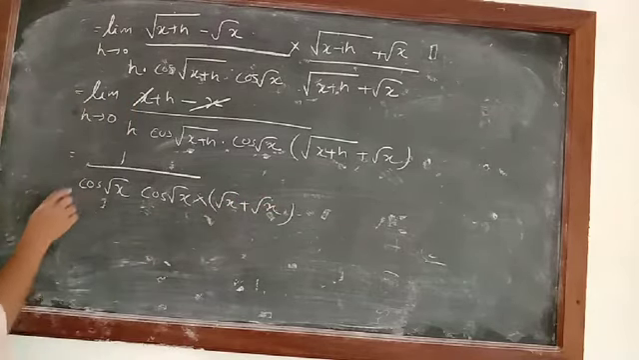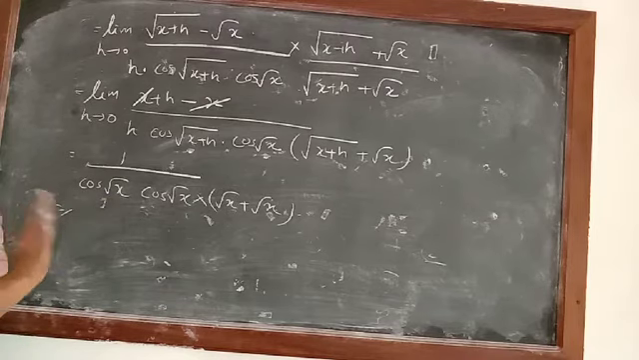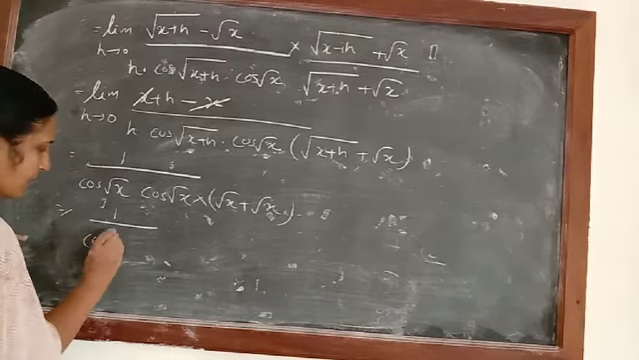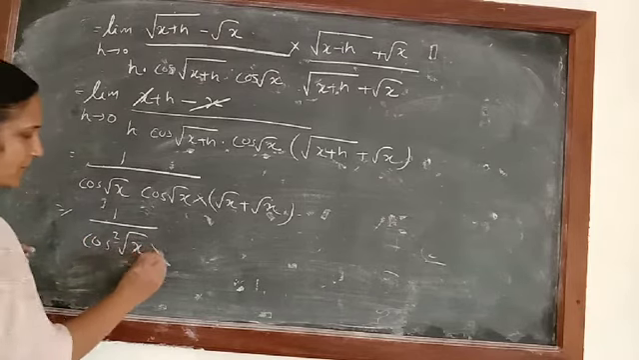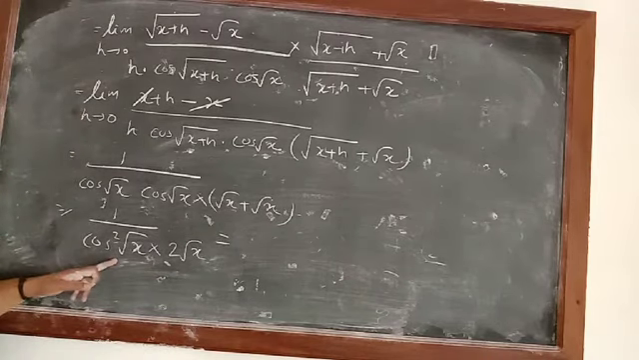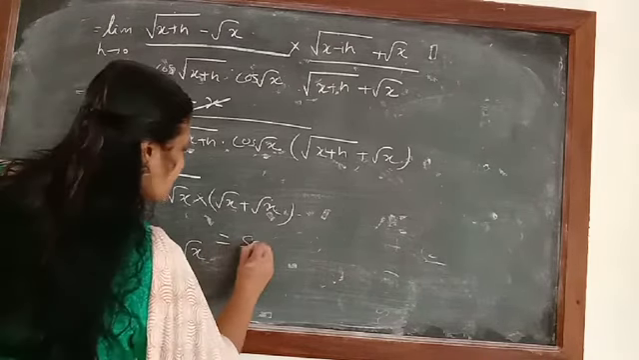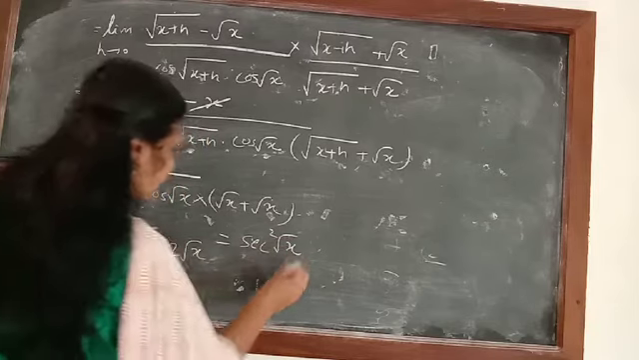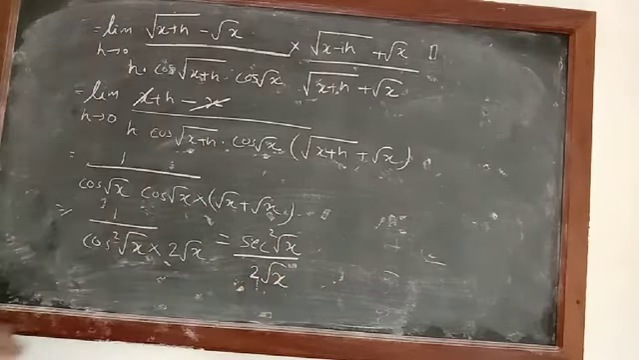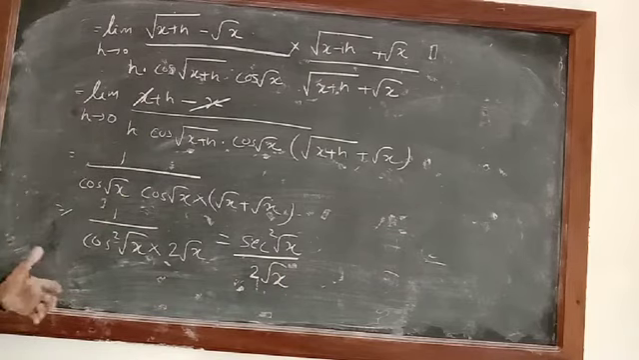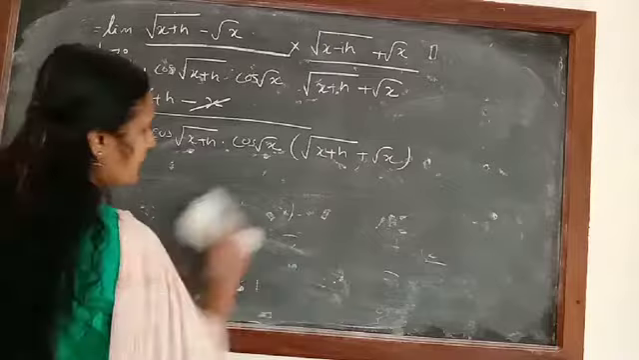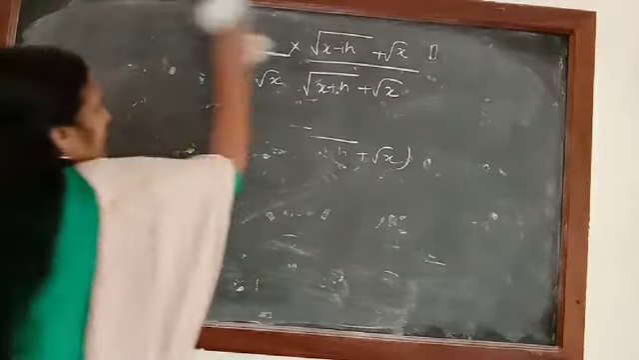So 1 by cos root x into cos root x will be equal to 1 by cos square root x, into 2 root x there. And 1 by cos is what? Yes, that is equal to sec. So it can be written as sec square root x by 2 root x. So I hope these questions are clear, how to find the derivative using the first principle of derivative.